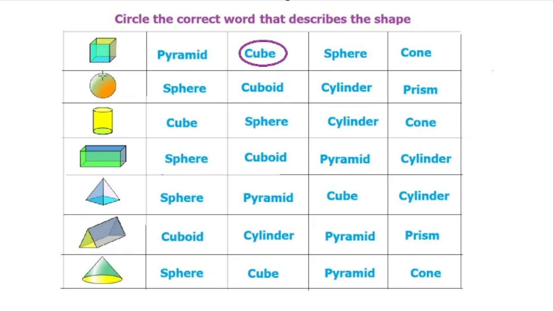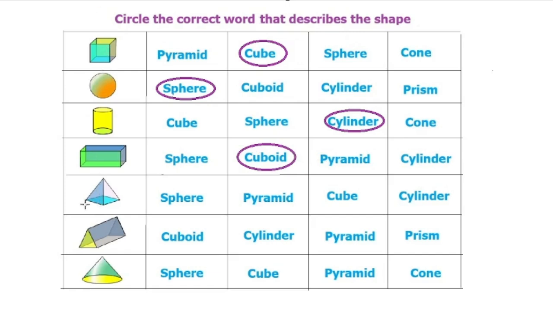We know that this ball here is a sphere. So it's a sphere. We circle that one. We know that this is a cylinder, so let's circle cylinder. We know that this is like a cube, but stretched. So it's, I guess, a cuboid. That's the correct name for that.